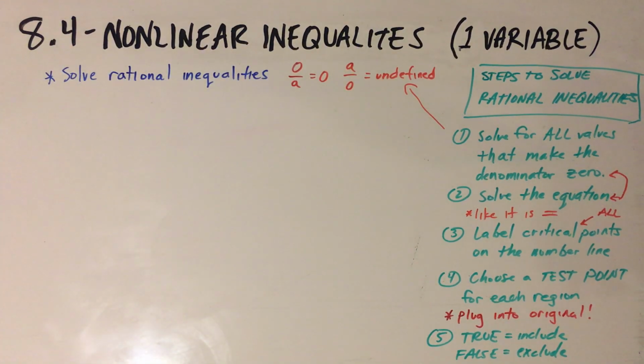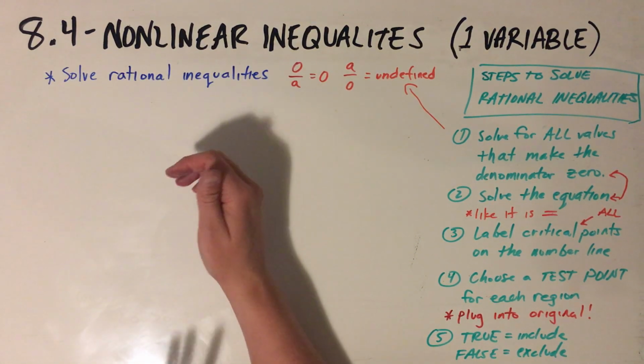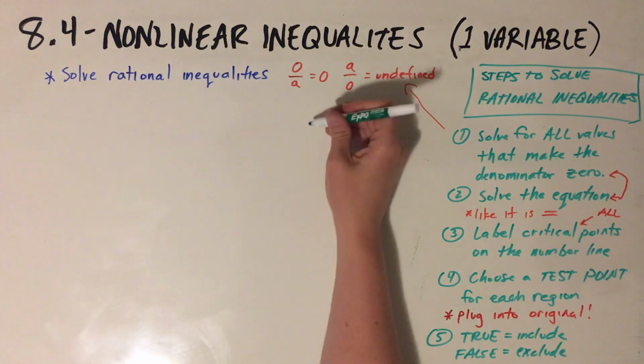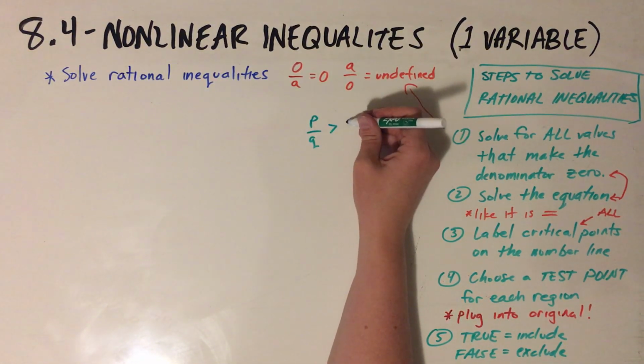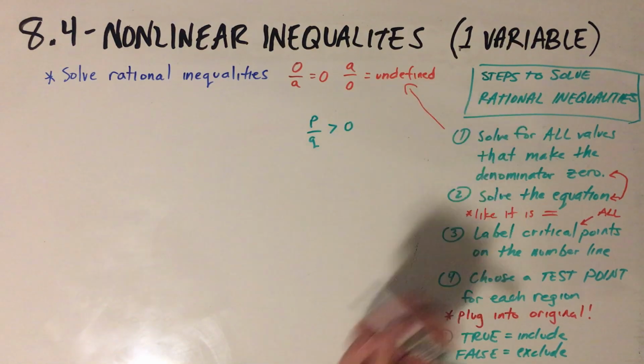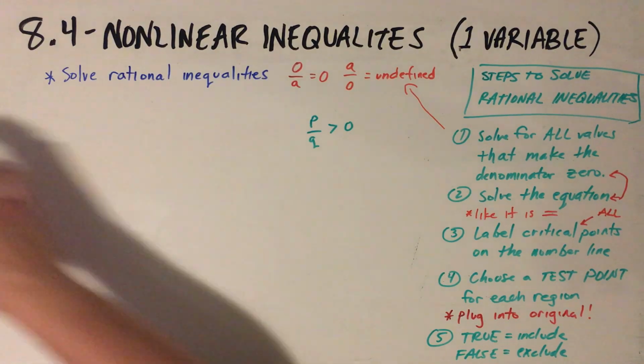Class, welcome back. This is 8.4. The second objective here is we want to solve rational inequalities. Well, what is a rational inequality? It will be some kind of a fraction with an inequality and perhaps another fraction or just a constant or a number or zero. Doesn't matter, but in there somewhere, rational means that we will have a fraction.